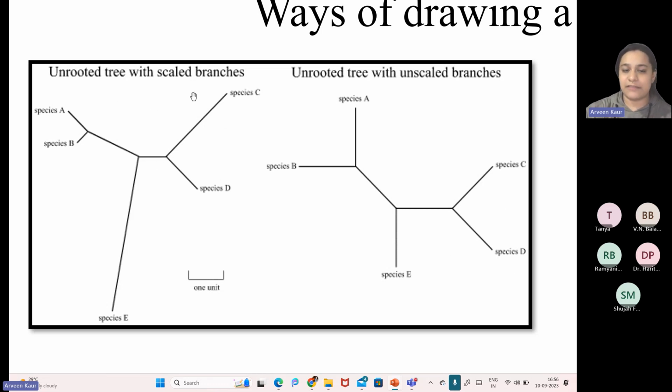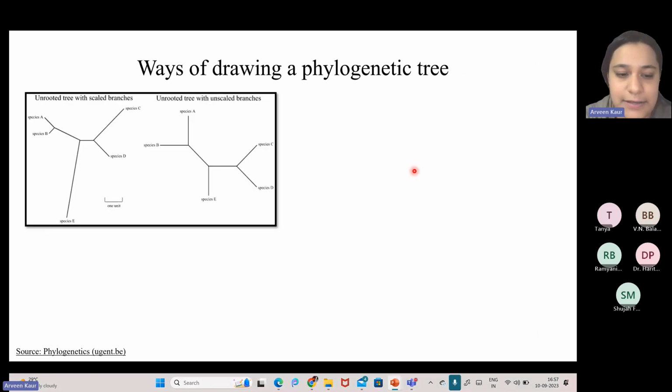For example, in the first one, wherein the branches have been scaled, you can see that species A and B are closer to one another than species A and E. Or species C and D are closer to one another than species C and A, because you can see that there is a different distance between these species. But that is not always the case with unscaled branches. This does not give us the accurate distance between two species.